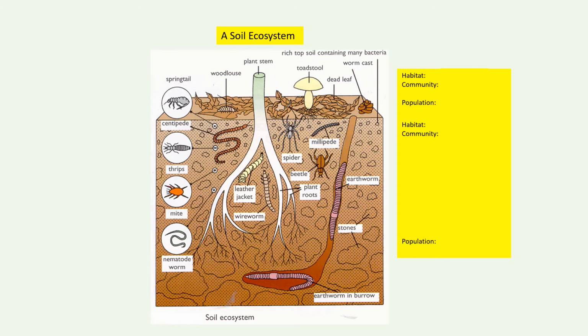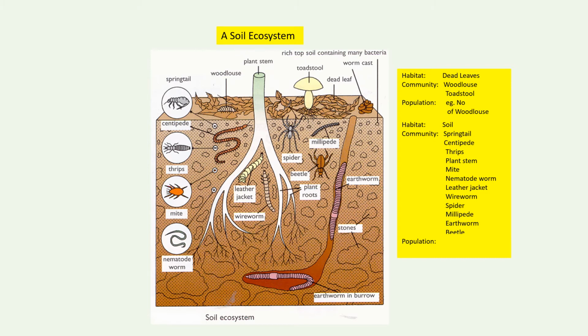So you could have put for the habitat at the top of the soil dead leaves, because that's where organisms could live. For community, you could have put wood lice, toadstools, so basically all the living things. And your population could be the number of wood lice. For the next part, your habitat could be the soil, and your community could be the springtail, centipede, thrips, plant stem, mite, nematode, worms, leatherjacket, wireworm, spider, millipede, earthworm, beetle, etc. So anything that's living could have gone in the community, and your population would be the number of a certain type of organism, so a species. So for example, number of earthworms.